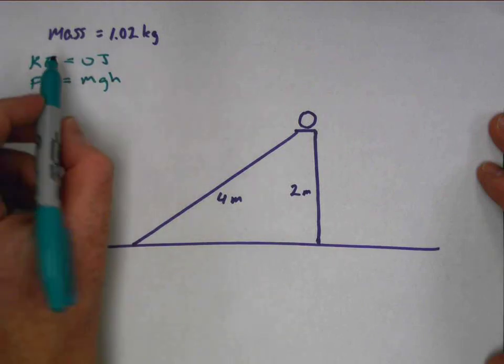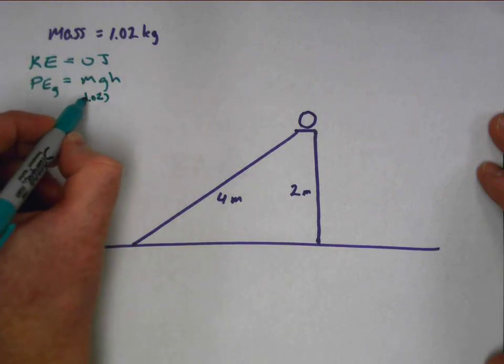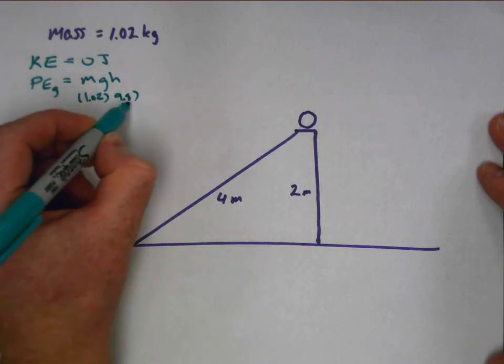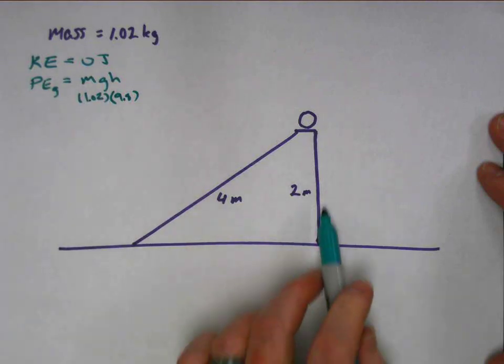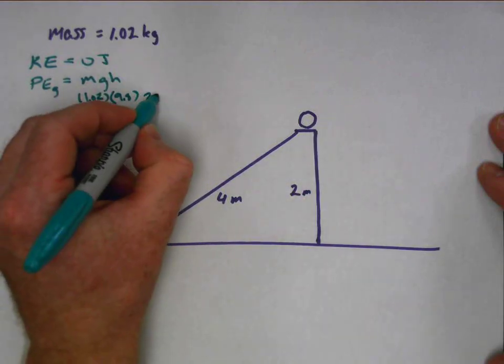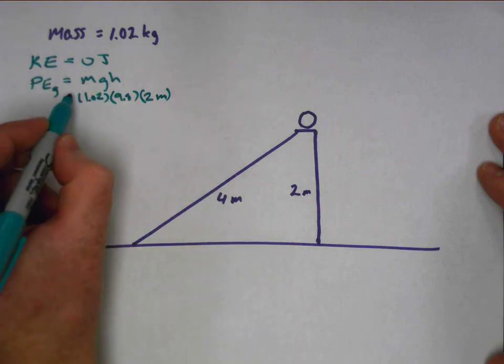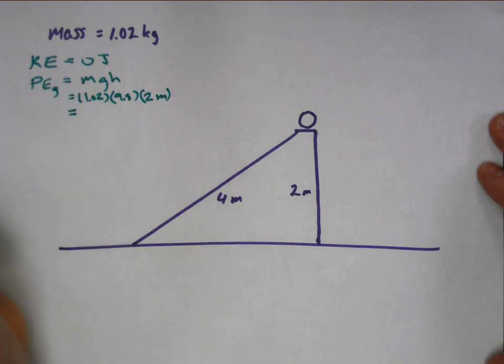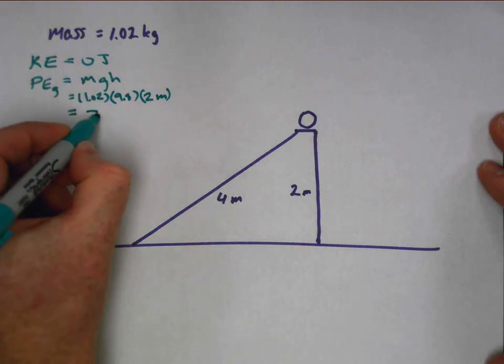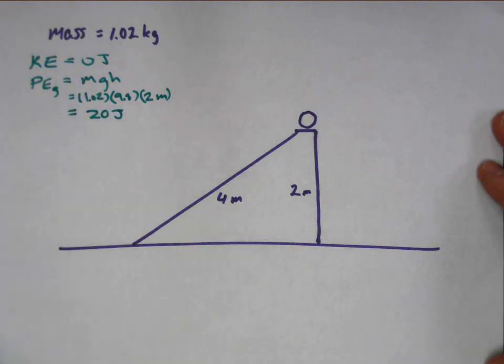And so we've got the mass, g is 9.8, and the height. Well, the height is 2 meters. All right. And doing that math, after rounding, we get 20 joules. Kind of a nice round number.